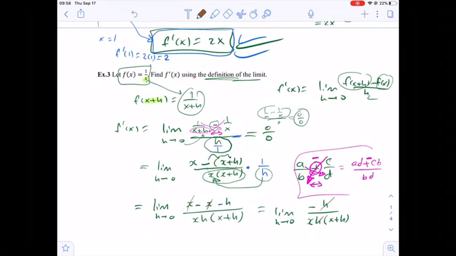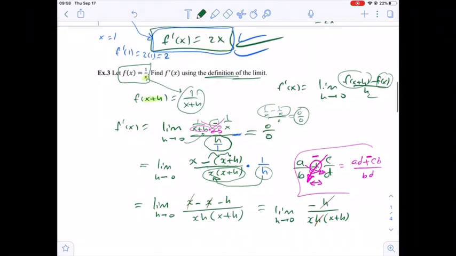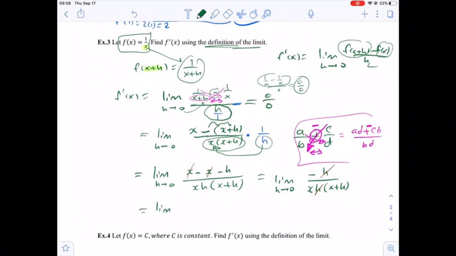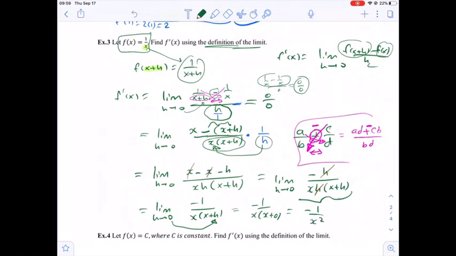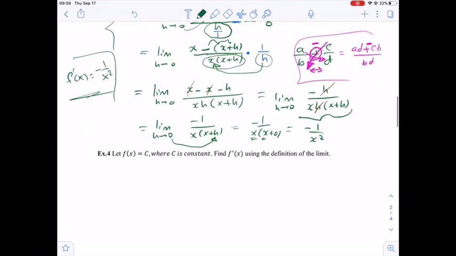We have h in the numerator and h in the denominator, so we can cancel them, and we have the limit of negative 1 over x times x plus h. That's what is left after canceling h. As h goes to 0, we just plug it in, and we get negative 1 over x times x plus 0, and that is negative 1 over x squared, because x times x is x squared. So the derivative of f of x equals 1 over x is negative 1 over x squared. Let me write it here. The derivative here is negative 1 over x squared. This is how we use the definition of the derivative, the first derivative, to find that derivative.